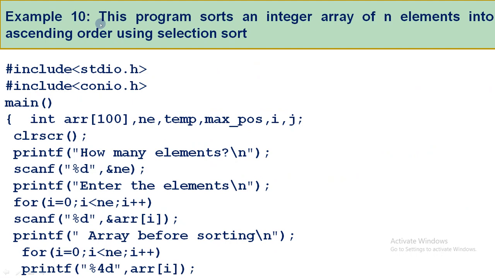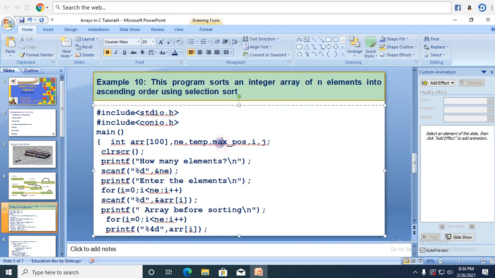This is the 10th example program in the consignment of examples in the array related examples. So we have included stdio.h and conio.h, and we have reserved an array by name arr with 100 elements. This is for number of elements, this is for swapping temporary variable and maximum position. Actually, it should be made as minimum position, sorry, because we are arranging things in ascending order. Therefore, we will call this minimum position.